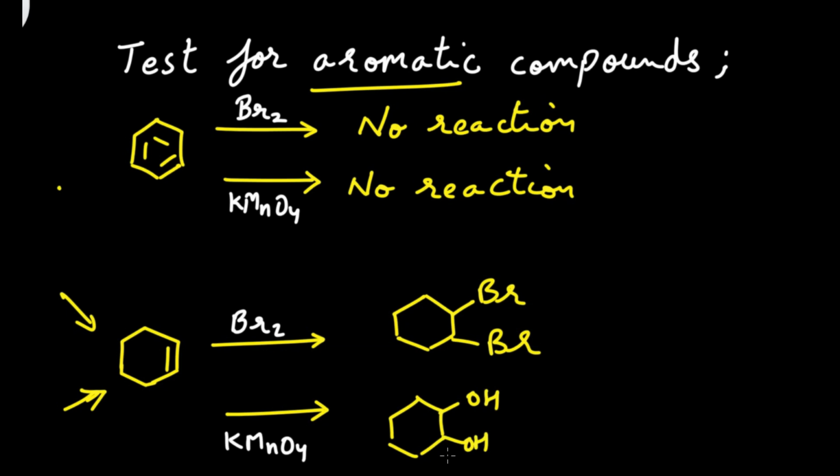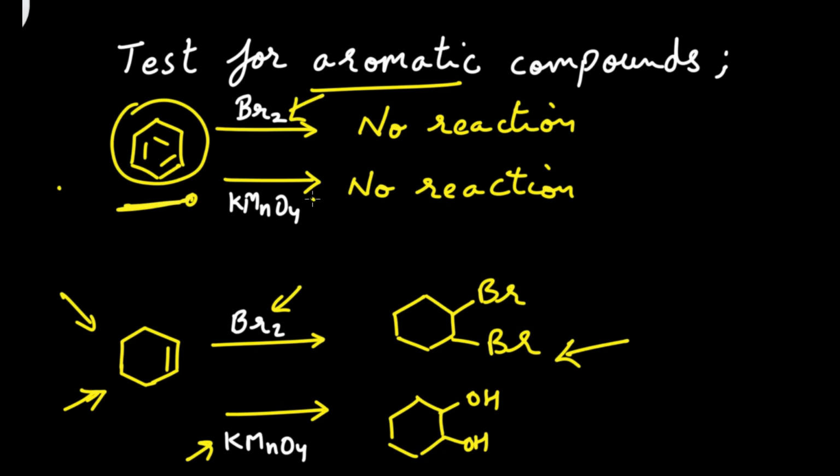diol, right? Now why did the color of bromine and KMnO4 disappear after the reaction? Because they reacted with the double bond and formed a new compound. That's why decolorization occurs. But in the case of aromatic compounds, they will not react because of the much higher stability of these double bonds in the compound, and no reaction will take place. So the color of the bromine and KMnO4 will remain the same. It will not decolorize. This is known as the unsaturation test, and this test is used to tell whether the compound is aromatic or non-aromatic, right?